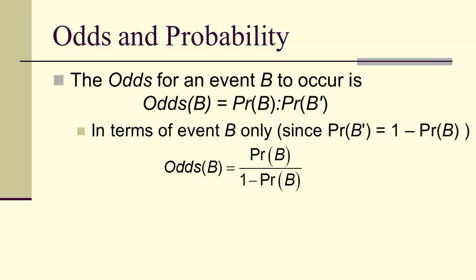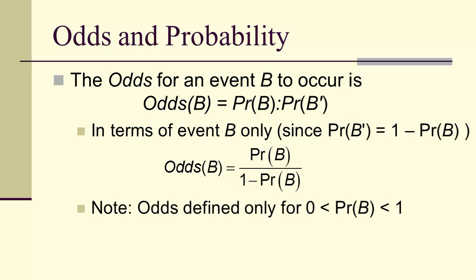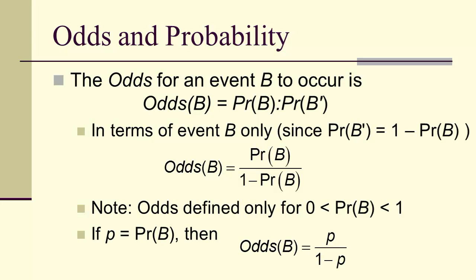Now, we can write the odds, of course, in terms of the event B only, because the probability of B prime is 1 minus the probability of B. So the odds is the probability of B over 1 minus the probability of B. Notice that we can only define odds for the open interval 0 to 1. And if we let P be the probability of B, then the odds of B is P over 1 minus P.